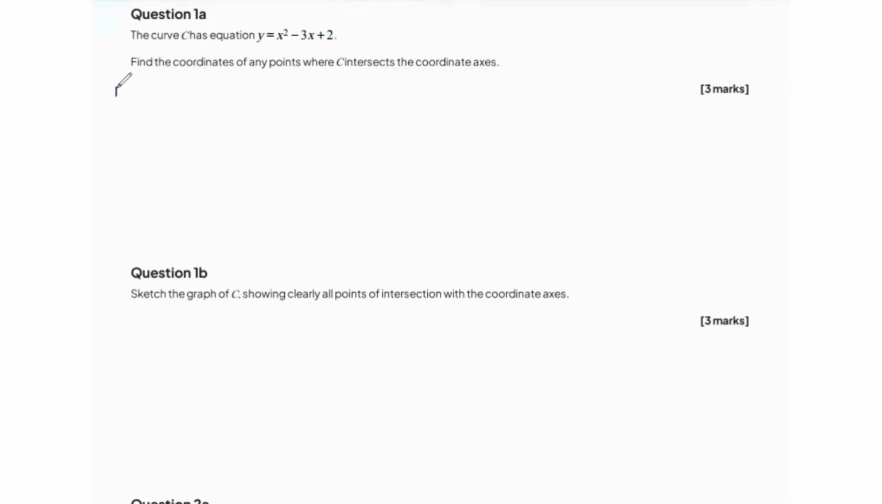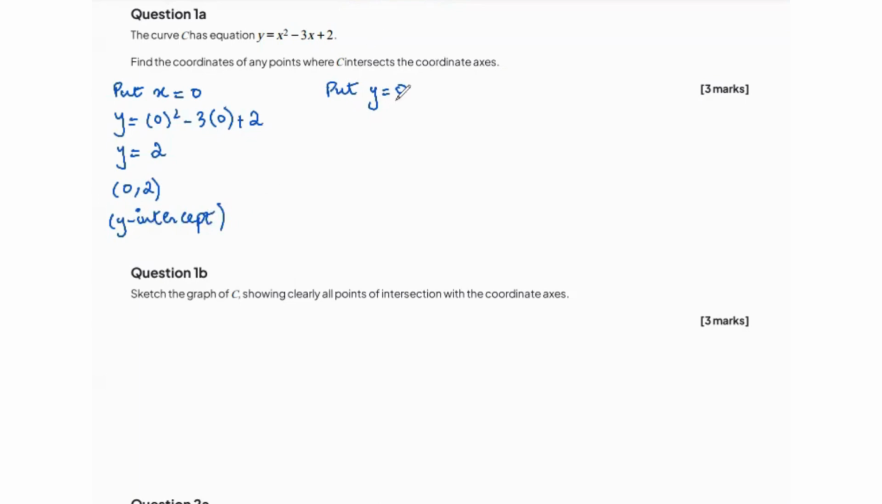So let's start by putting x equals 0. When you put x equals 0, we get y equals 0 squared minus 3 times 0 plus 2, which gives us 2. That means one coordinate is (0, 2), and this is your y-intercept. Now to find the x-intercept, we put y equals 0. Let me just write this as the y-intercept.